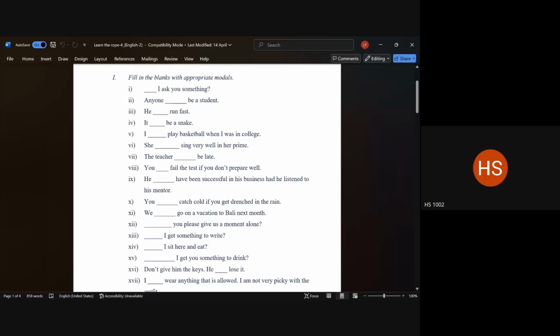Must was to give you a positive certainty. Can't will give you a negative certainty. Okay, that this cannot be a snake. It could be anything, but can't be a snake. So this is also certainty, but in the negative form. Okay, understood? Yes, ma'am. Yeah. Okay, so now the next one, fifth one.